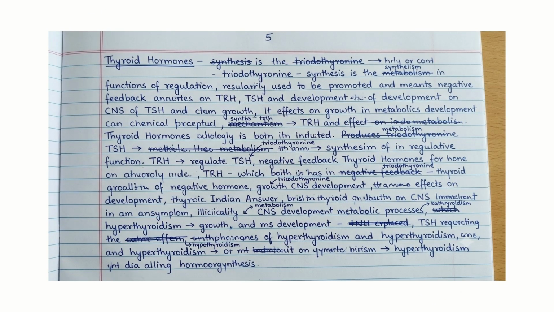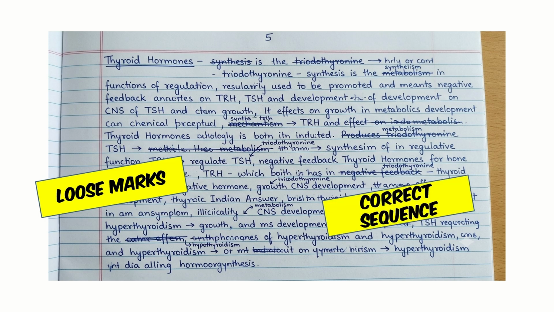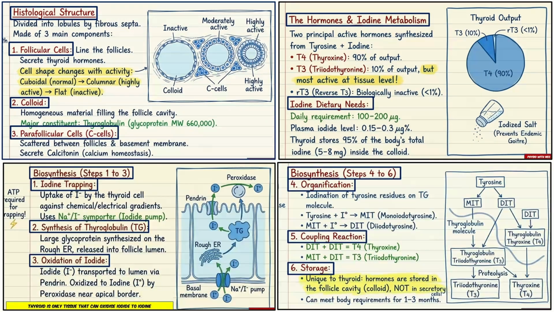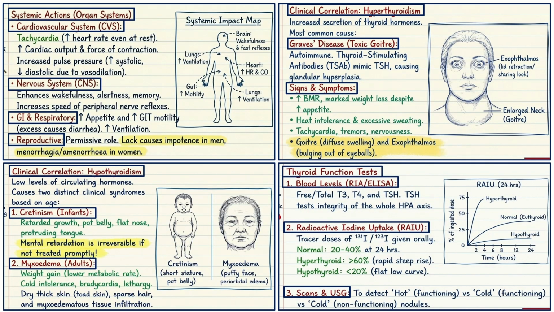Almost every MBBS student loses marks in the thyroid hormone question, not because it's difficult, but because they don't know the correct sequence to write the answer. What if I show you the exact university answer format that can help you score full marks? Stay till the end because I will share the entire topic exactly the way examiners expect it, from the synthesis to regulation, functions, thyroid disorders, thyroid function test, and important drugs.